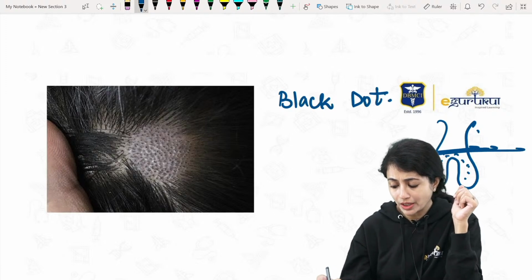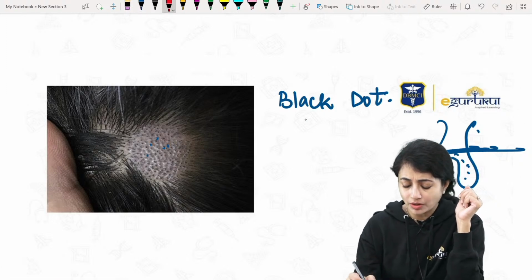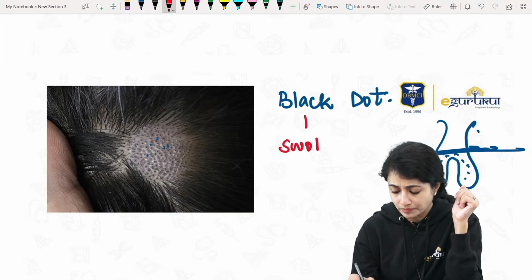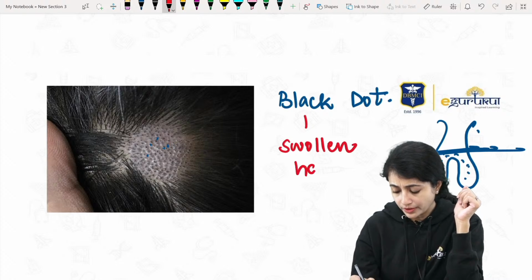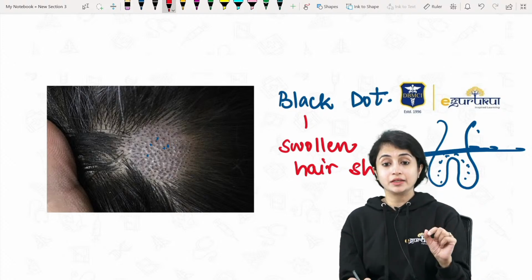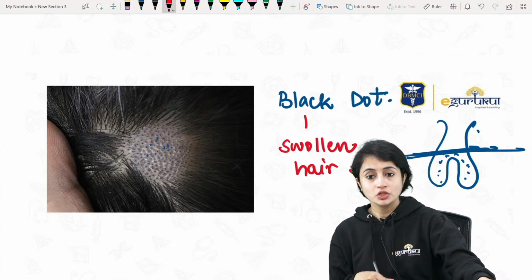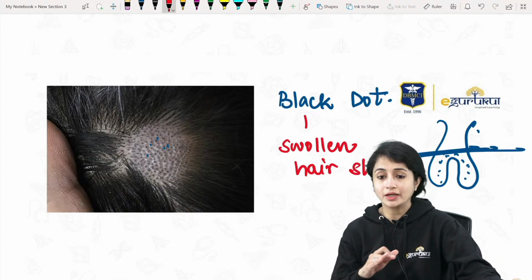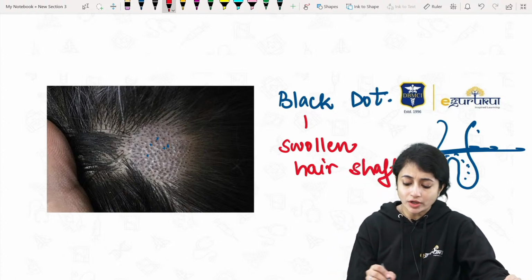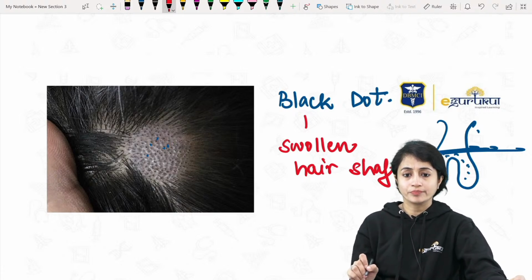So my hair breaks off, and what is left is these black dots, which are nothing but swollen hair shafts. Here you do not see any scaling. Why? Because the fungus is inside the hair shaft. So it makes the hair weaker, my hair breaks from the surface, and what I get is a swollen hair shaft, which appears as a black dot.